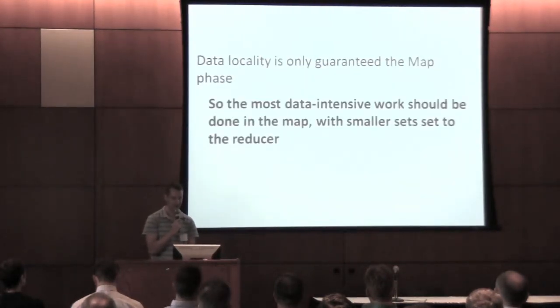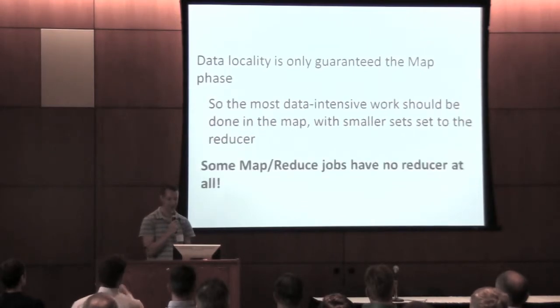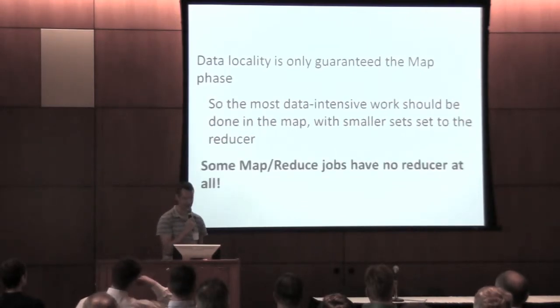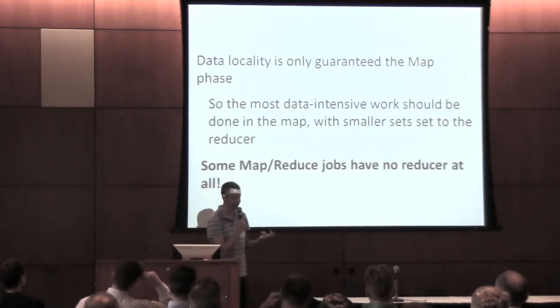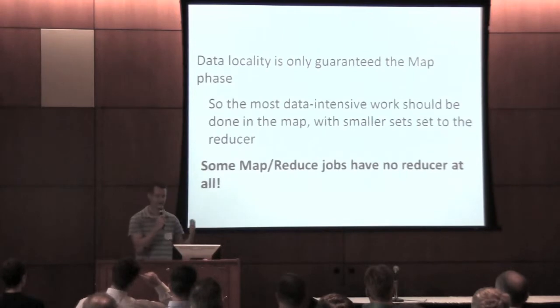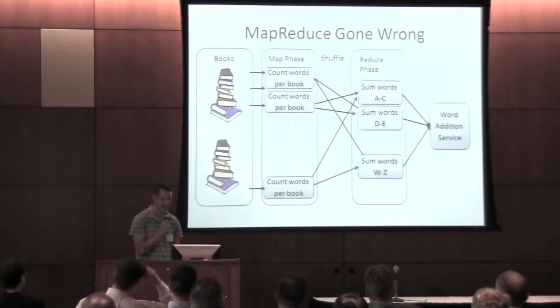And of course, like I said, data locality is only guaranteed in the map phase. The other interesting thing is that some MapReduce jobs don't even need a reduce phase at all. So if you can do something where we don't have to route everything to a common reducer, you can eliminate that outright. So there are lots of options there.